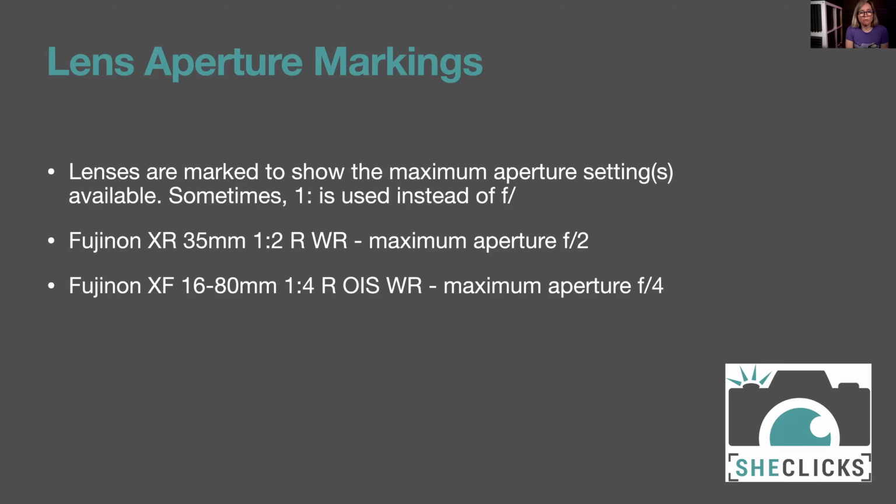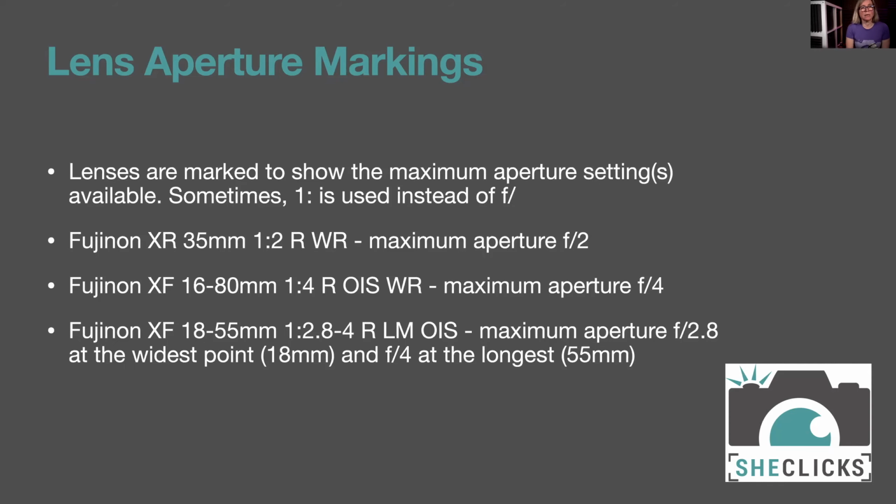Now we've got a zoom lens, and this is a 16 to 80mm lens, and it's got an f4 aperture. You can see that because it says 1:4, which means the maximum aperture is f4. We talk about this as being a zoom with a constant aperture. And what that means is, let's just have a look at the next lens.